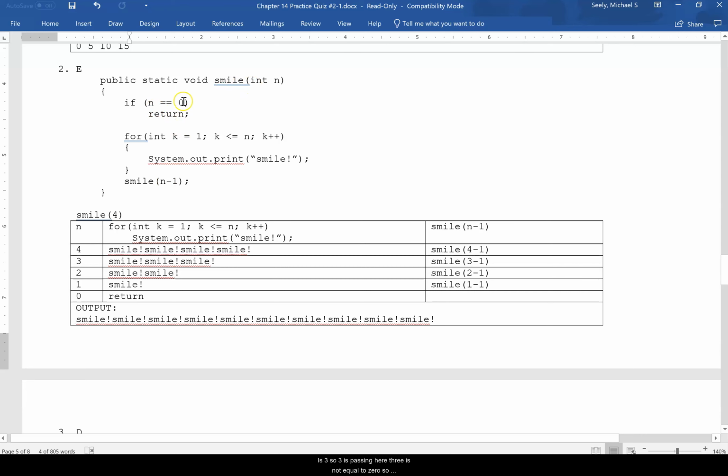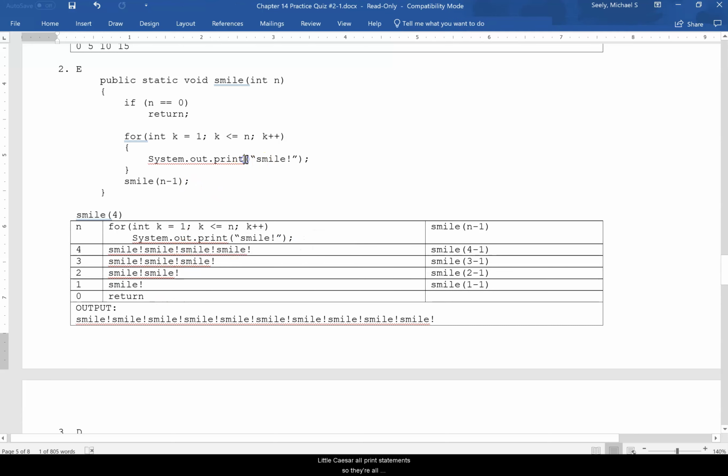3 is not equal to 0, so 1 is less than or equal to 3, so it prints 1, 2, 3 times. So that's what you see right here. 3 minus 1 is 2, so 2 gets passed in. 2 is not equal to 0. So we've got K is 1 and N is 2. 1 is less than or equal to 2, so it prints 1, 2 times. So there's your 2 times.